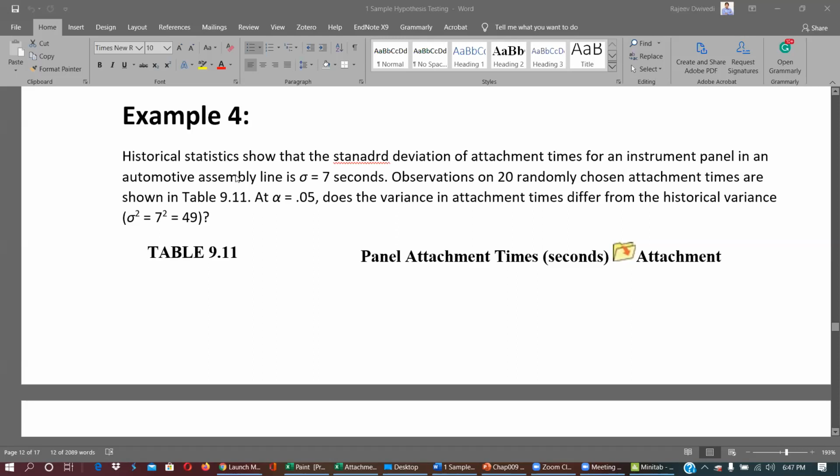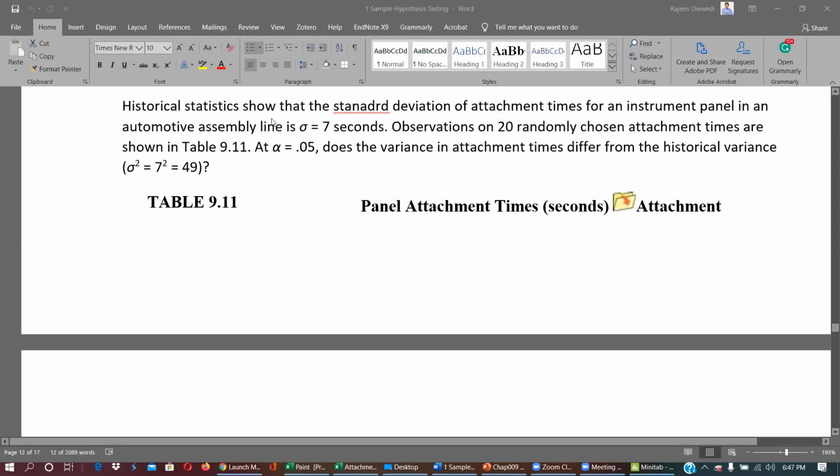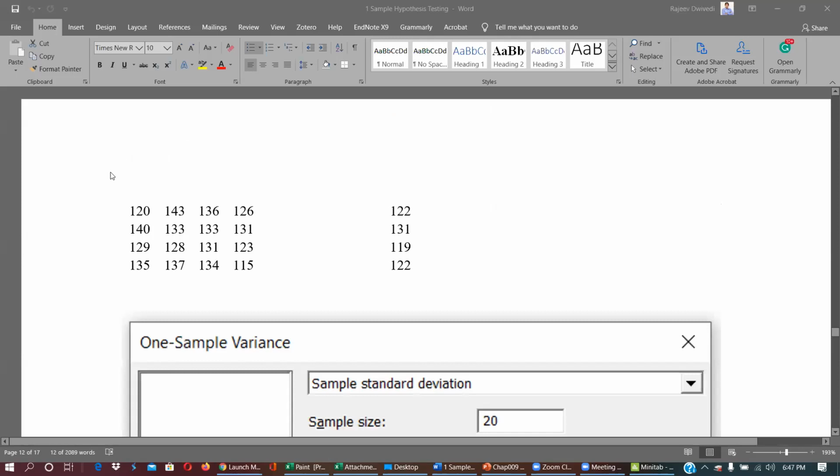The next question is, historical statistics shows that the standard deviation of attachment times for an instrument panel in an automotive assembly line, sigma, is 7 seconds. Observations of 20 randomly chosen attachment times are shown in the table, with alpha 5%. Does the variance in attachment times differ from the historical variance? So sigma is 7. Then you can find the variance, which is 7 multiplied by 7, which is 49.